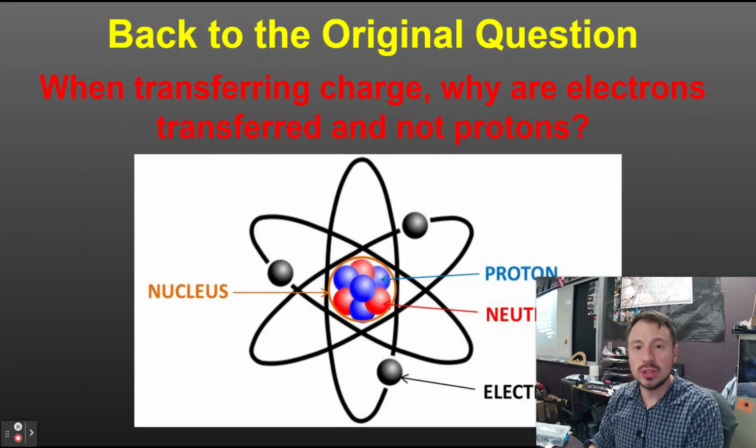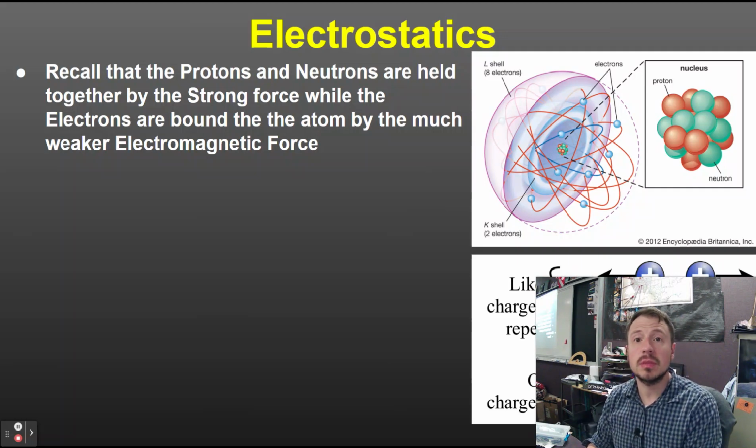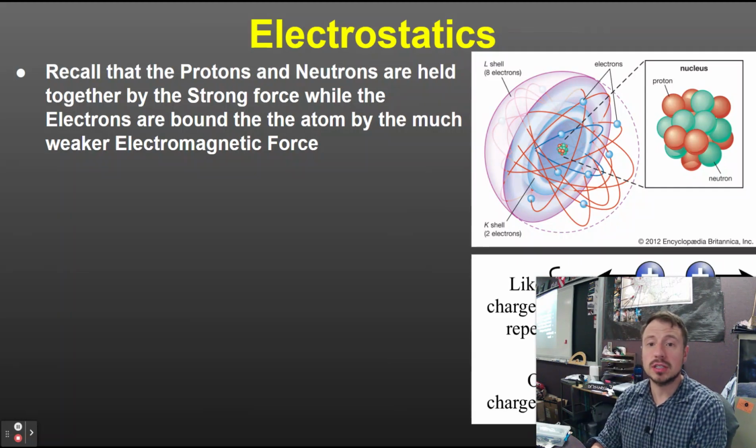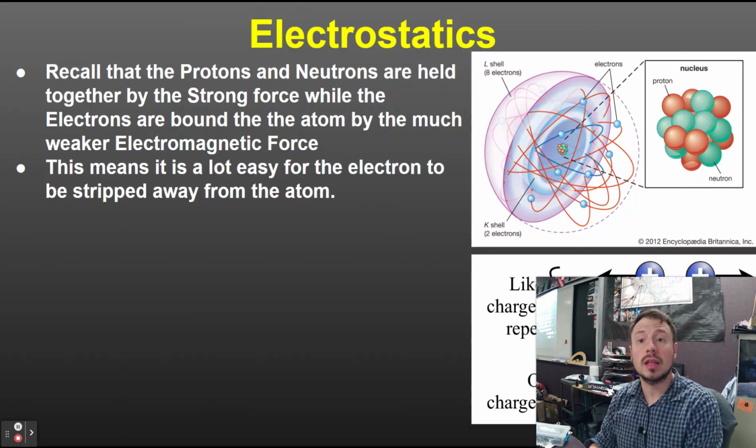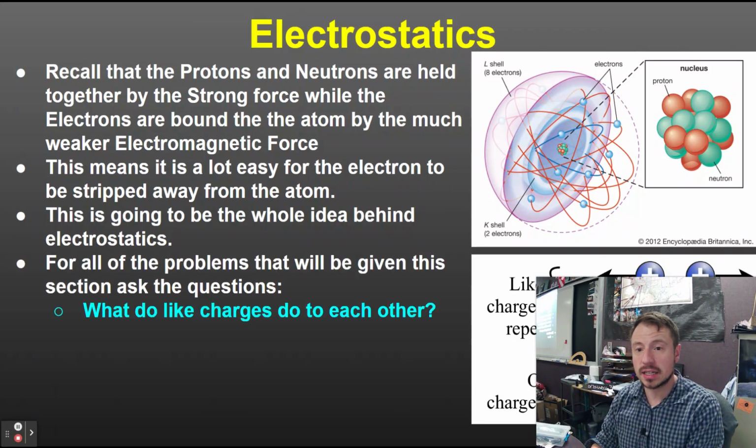All right. So when transferring charge, why are electrons transferred and not protons? So let's just take a look at that. Protons and neutrons are held together in the nucleus by the strong force, while electrons are bound to the atom by the much weaker electromagnetic force. This means that it is a lot easier for electrons to be stripped away from the atom. That's the whole idea behind electrostatics.